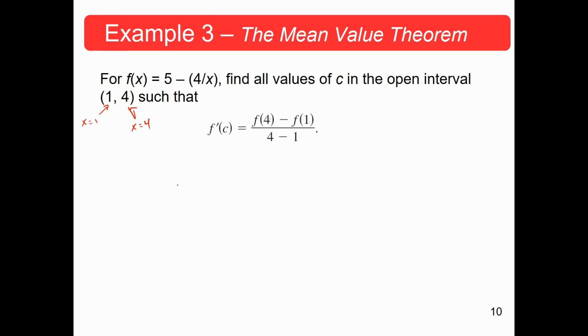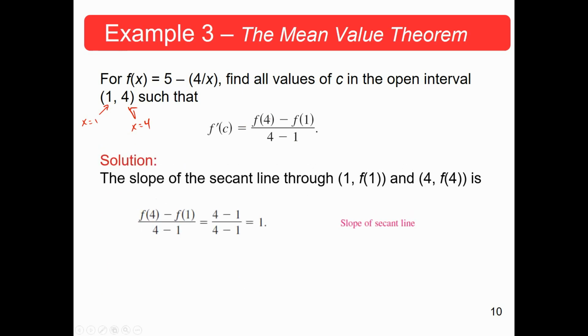Well, we need to figure out what f of 4 is. If I plug in 4, I get 4 divided by 4 is 1. 5 minus 1 is 4. If I plug in 1, 4 divided by 1 is 4. 5 minus 4 is 1. 4 minus 1 is 3. On the bottom, I have 4 minus 1, which is 3. I get the slope is equal to 1.